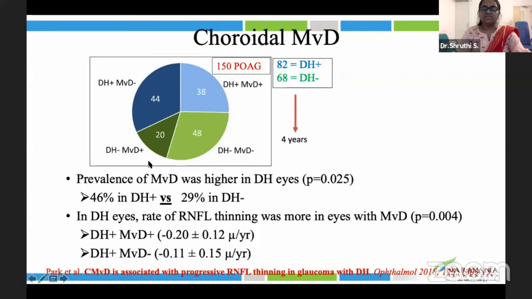When they looked at the prevalence of microvascular dropout, they saw that it was higher in disc-hemorrhage eyes. That is, 38 out of 82 patients had microvascular dropout, and 20 out of 68 patients had microvascular dropout. When these eyes were followed up for 4 years, they found that the rate of RNFL thinning was more in eyes with presence of microvascular dropout.